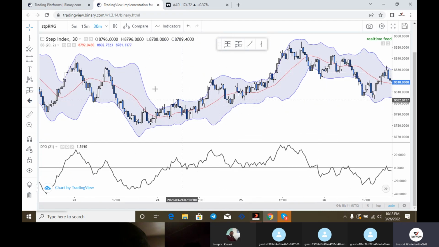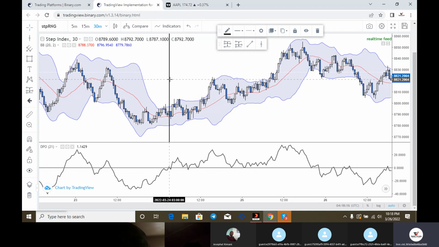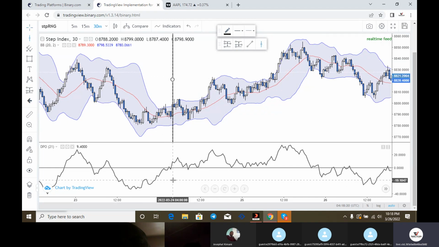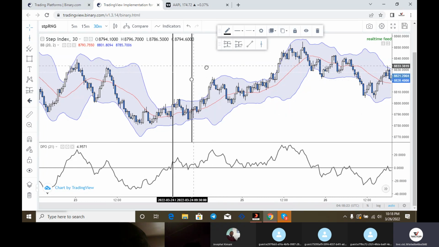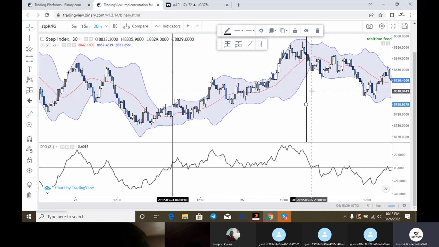All right, so let's take a look at this example from this point. I think this was probably yesterday, to this point. So our analysis is going to end here. Anything concerning an uptrend ends here. On step index anyway, I'm just trying to show you guys something.